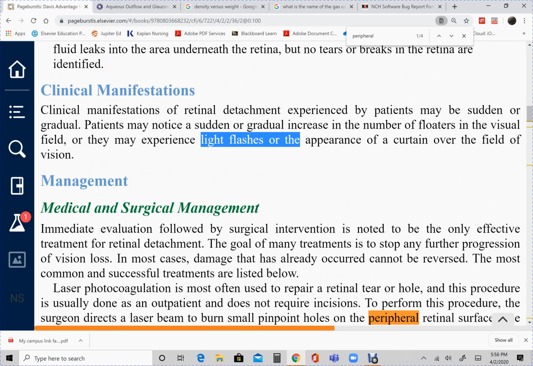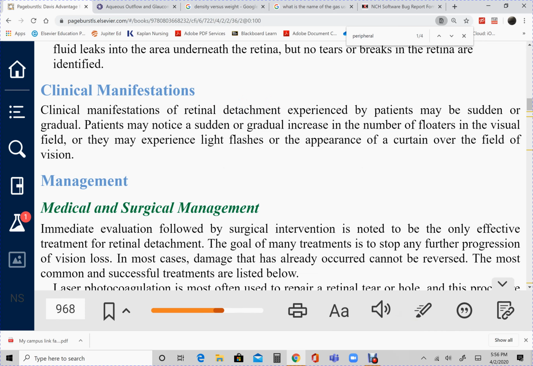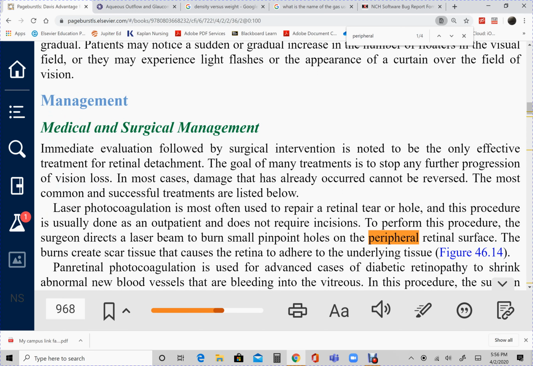So here are your patient's complaints. The patient will have light flashes or floaters in the visual field. Those floaters could be fragments of red blood cells, because there will be bleeding involved here as the retina detaches. And so what the patient's really seeing are floating red blood cells.